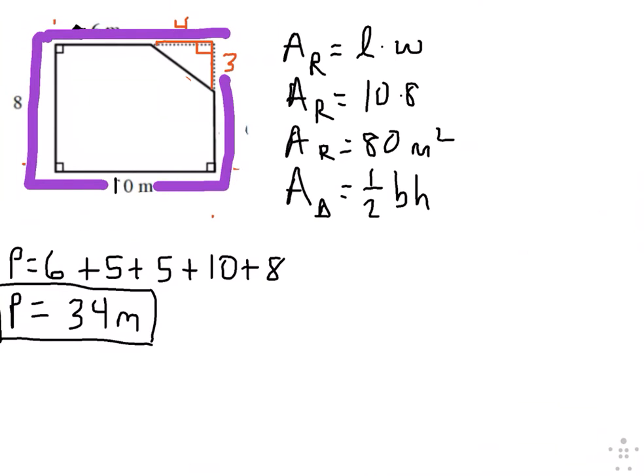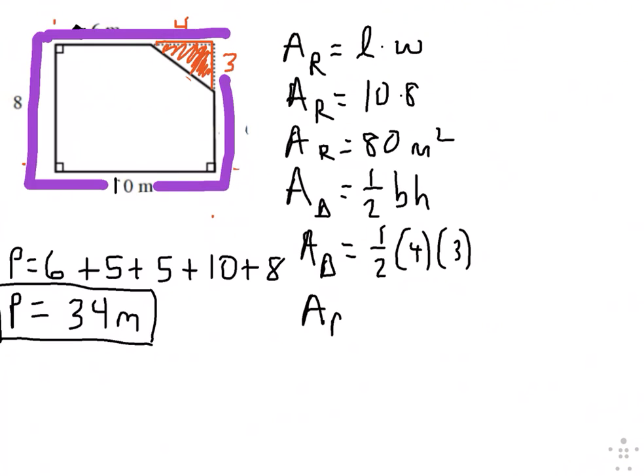The area of the triangle is 1/2 base times height. And by triangle, I'm talking about this triangle, right here. So the area of that is 1/2 base times height. So area of the triangle is 1/2 times 4 times 3, right? Base times height. So the area of the triangle is 2 times 3, which is 6 meters squared.